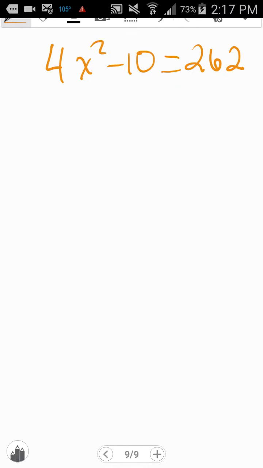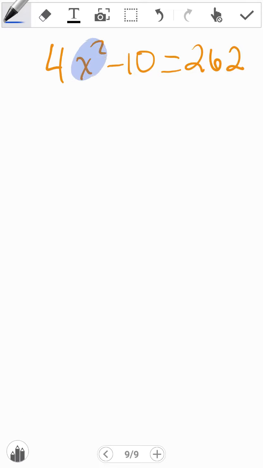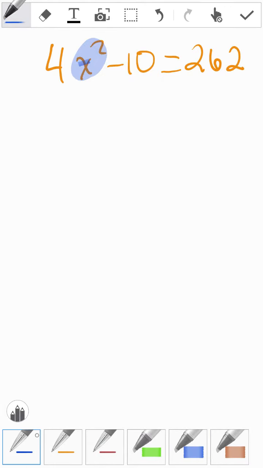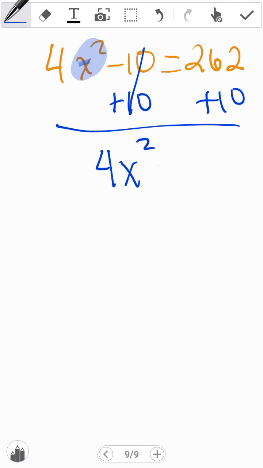In this example, we see that it is a multi-step example, because if we look at our squared term right here, we have a coefficient and we have a constant being subtracted from it. So we always work from the constant first. So we're going to add 10. We're going to add 10. So I get 4x squared equals 262 plus 10 is 272.